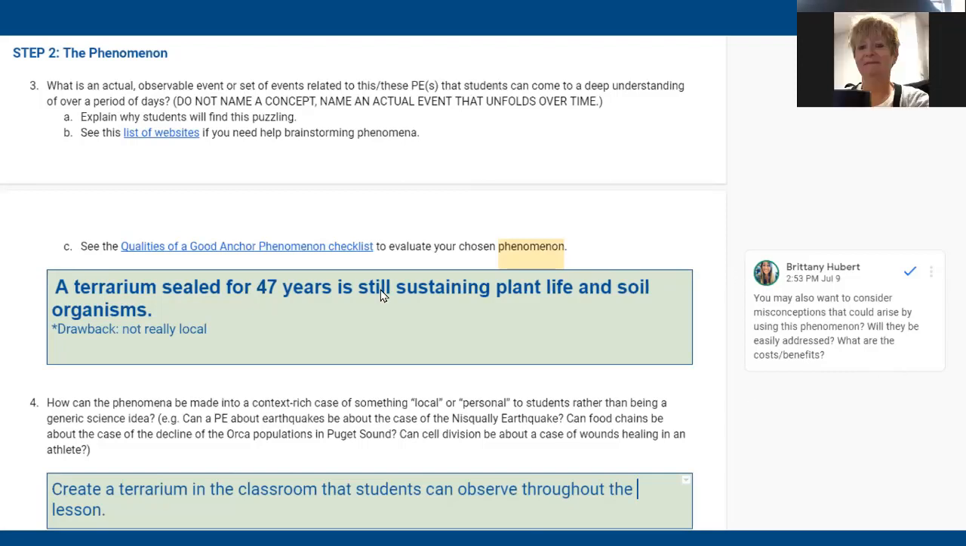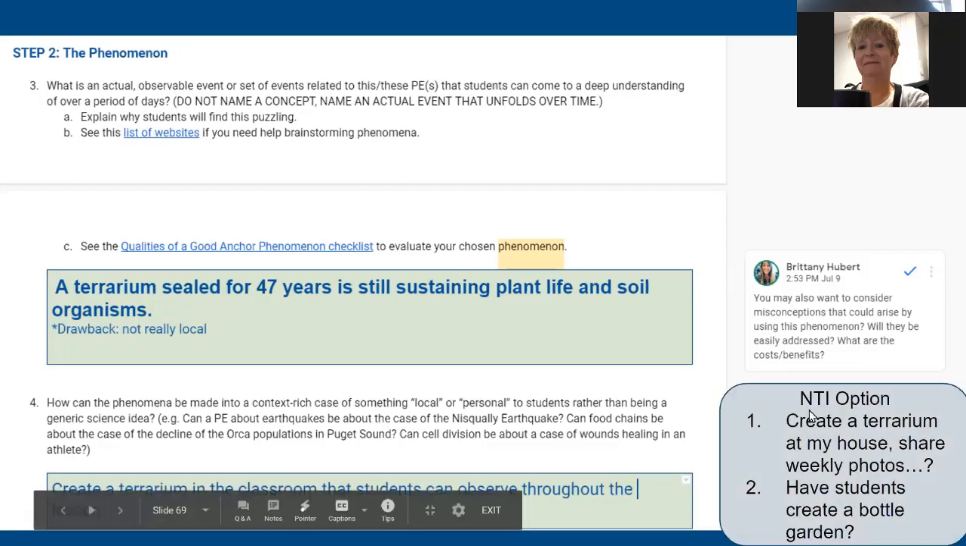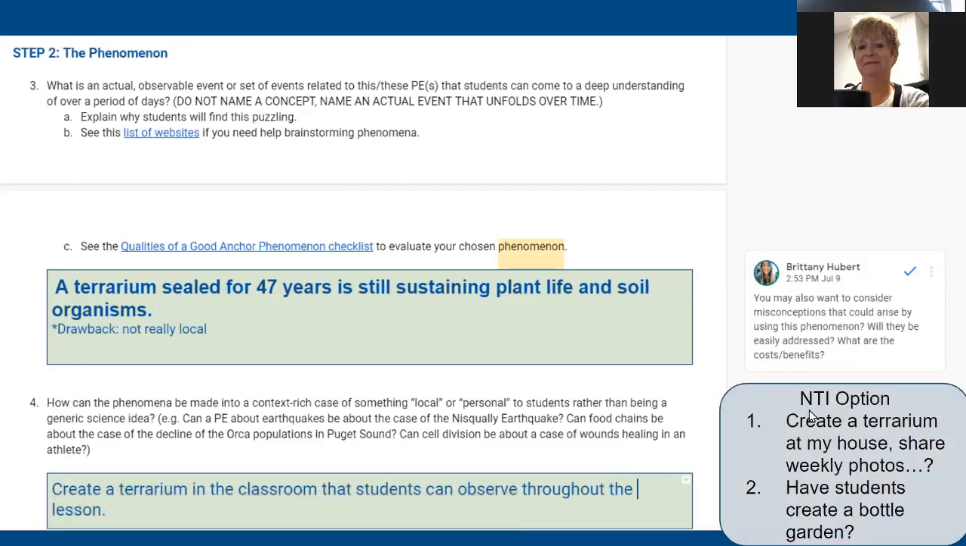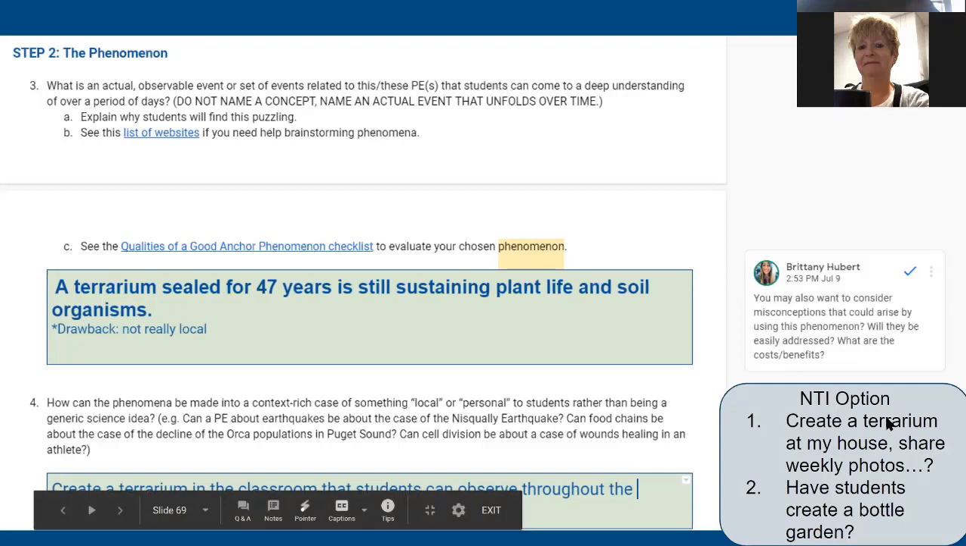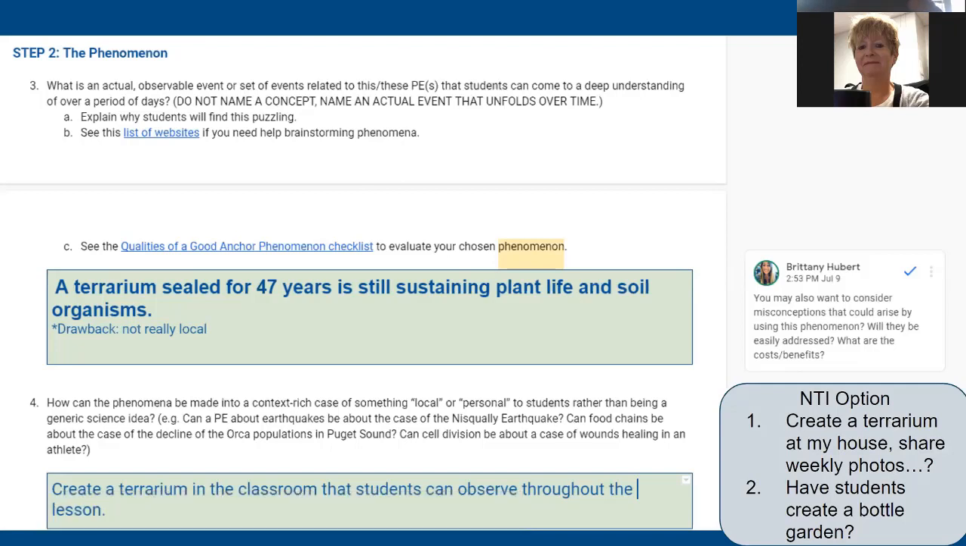Now, something that we thought about as we were deciding on phenomenon is any misconceptions that might arise during the phenomenon. Will they be easily addressed? How will they be addressed? And what are the costs and benefits? There were other phenomenon that we had considered, and the costs kind of outweighed the benefits. And so we settled on this terrarium model. So an NTI option that I thought of, because this is probably a unit that we're going to teach, is to create a terrarium at my house. I could take a video of me creating the terrarium to share with my students.